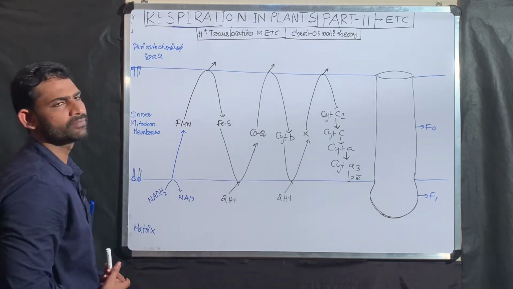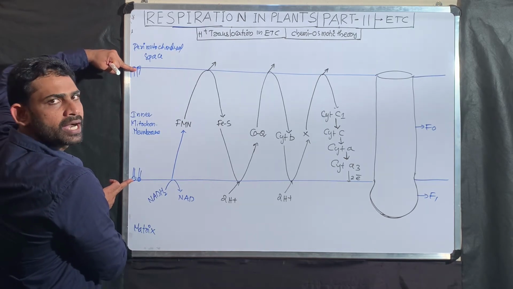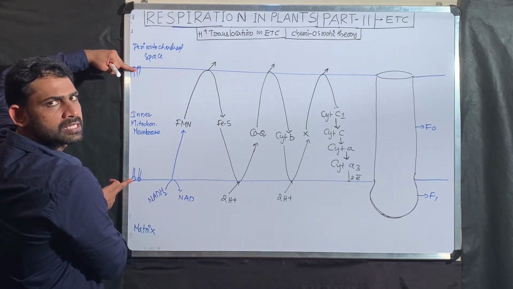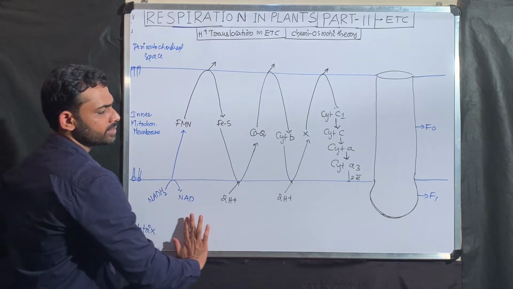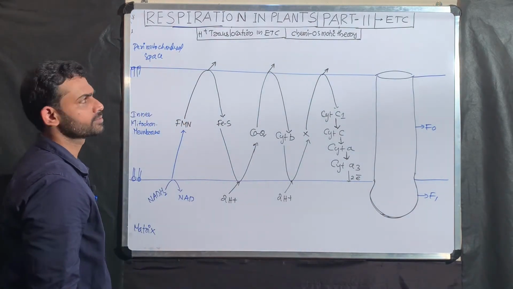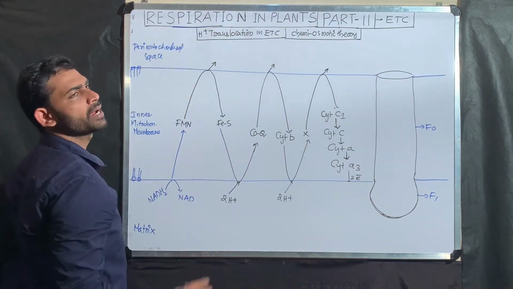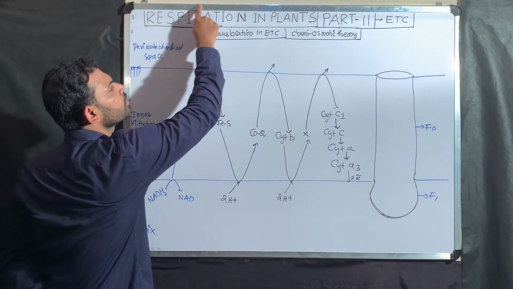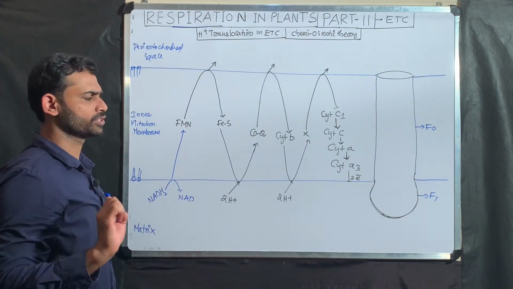Here you are seeing the locations first, for clarity. This one is the inner mitochondrial membrane, where the electron transport chain is occurring. Inside the inner mitochondrial membrane, this is the mitochondrial matrix. Outside the inner mitochondrial membrane, this is the perimitochondrial space. The border of this board is the outer mitochondrial membrane. You should remember the locations.